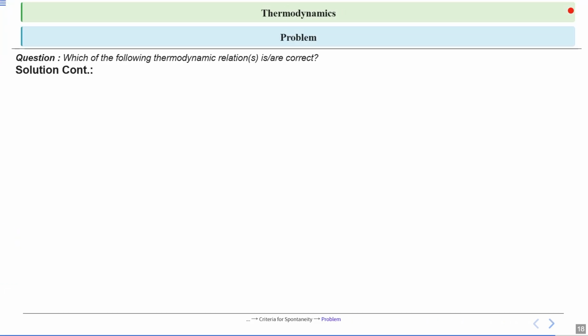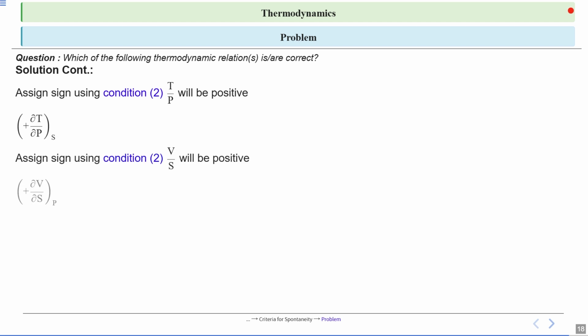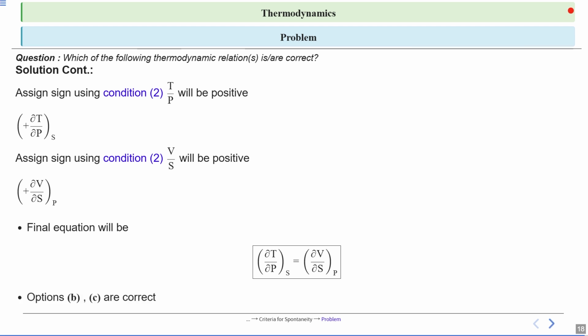Moving on to the next one. Let us assign T by P as positive. Again, this will be positive. It's very true, we don't have to worry about it. It's obvious, and V by S will also be positive. So we'll get the final equation as dT by dP at constant entropy equals the change in volume with respect to entropy at constant pressure. So this is the answer. In this way, B and C both are correct.